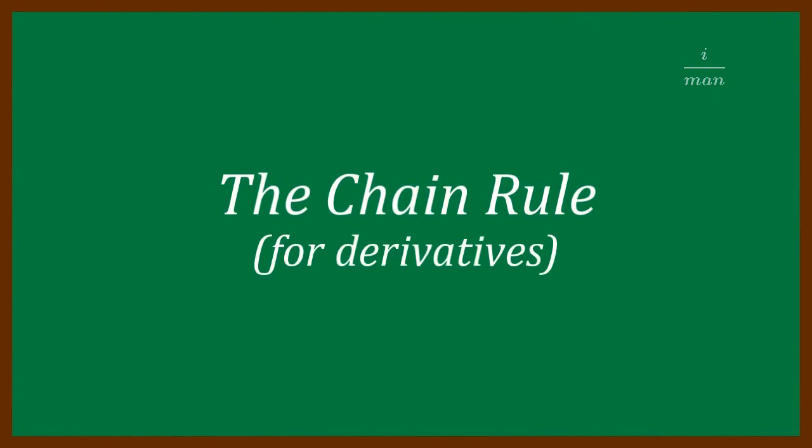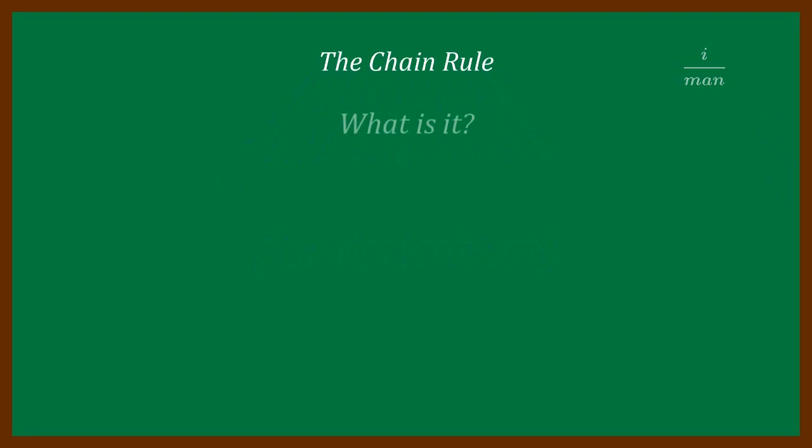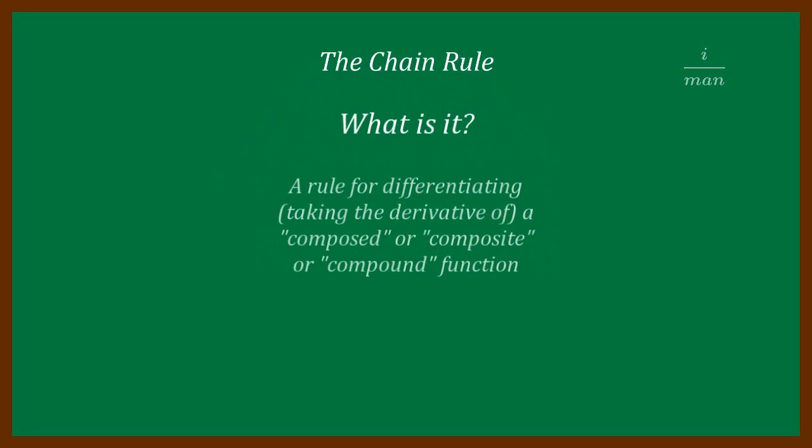The chain rule for derivatives. What is it? The chain rule for derivatives tells you how to take the derivative of a composed or composite or compound function. That is, a function of a function.